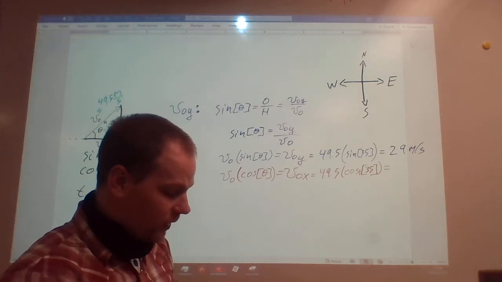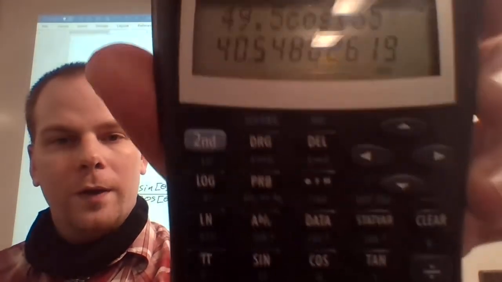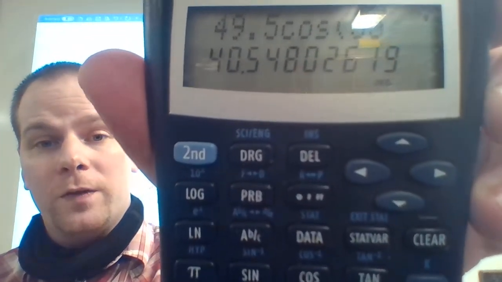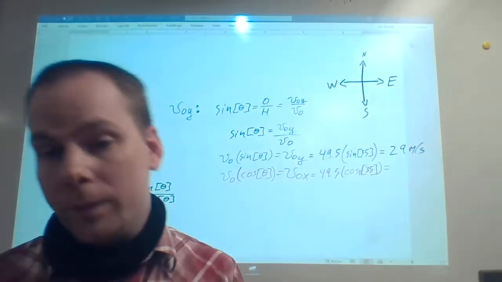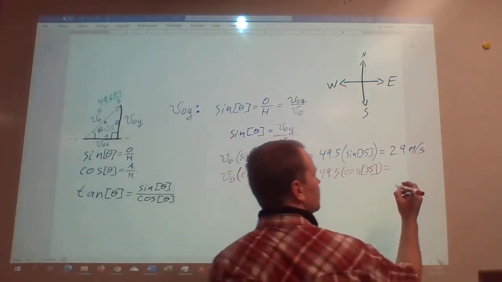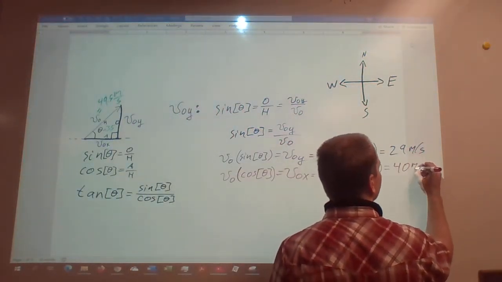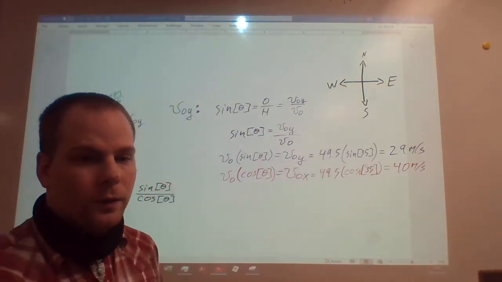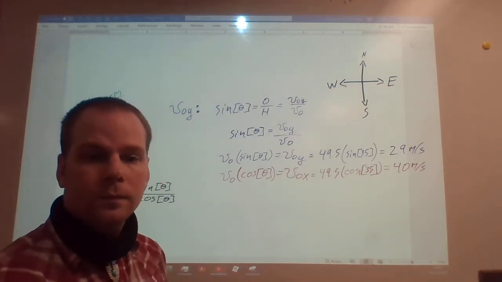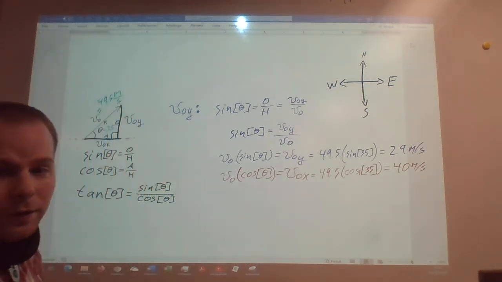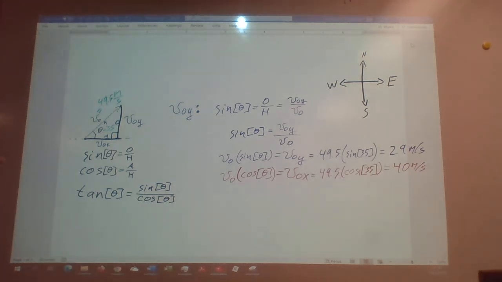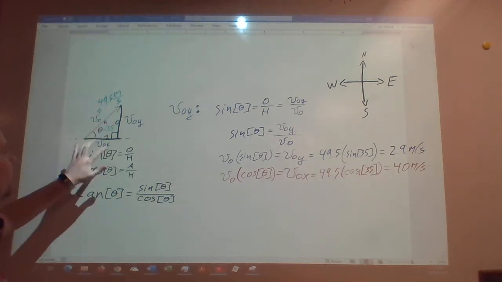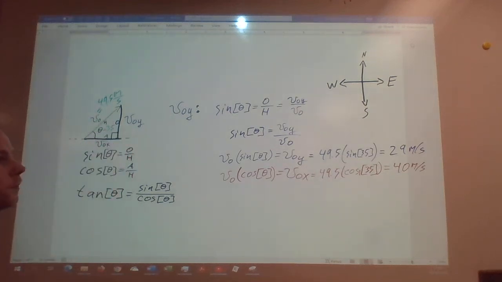So we just plug in cosine instead, and this time we get this number. Same restriction, we have to have 2 sig figs, so 40.2 becomes 40. And that is how to break one up. That's how you would take a vector and break it into its horizontal and vertical components.